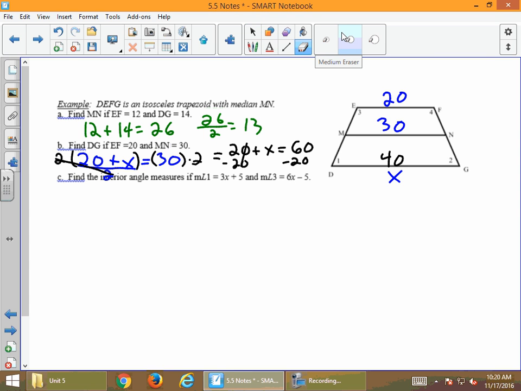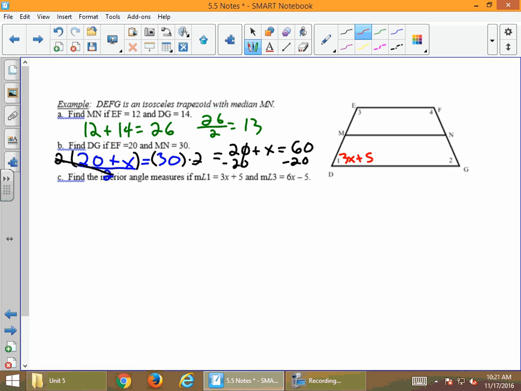So now we have other pieces. Find the measure of the interior angles. I'm going to erase this so we have room to work, but let's see what we're talking about. The measure of angle 1 is 3x plus 5. Here's angle 1, 3x plus 5. The measure of angle 3 is 6x minus 5. I need to figure out what the measures are.